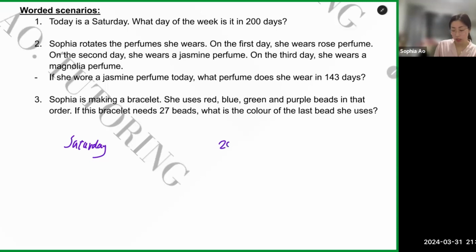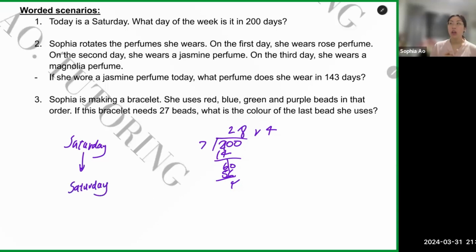So we do 200 divided by 7. Make sure you do this carefully. 7 times 8 is 56, remainder 4. So you get 28 remainder 4. Let's put aside the remainder 4. We'll deal with that in a moment, but let's start with that 28. That 28 means there are 28 lots of 7 in 200. A lot of 7 also means a week. So there are 28 weeks in 200 days, and we end up on a Saturday. We know Saturday goes to Saturday.